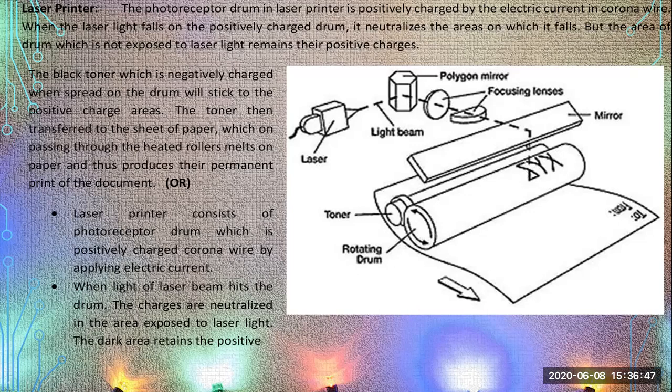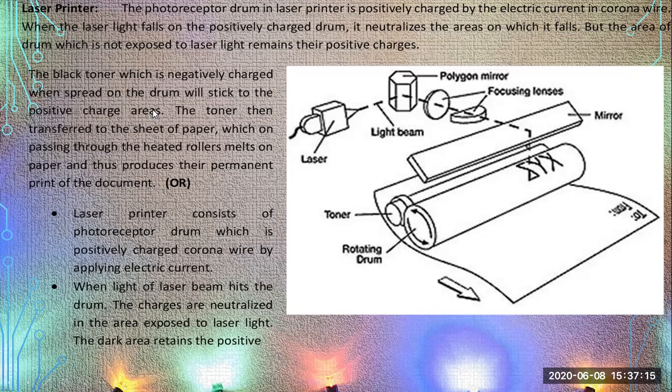positive charges remain. Now, the black toner, which is negatively charged, when spread on the drum will stick to the positive charge area. So this is the positive charge area where you are trying to take the print, the impression of the letter. This shadow portion is basically positively charged, and the rest of the drum is neutralized.